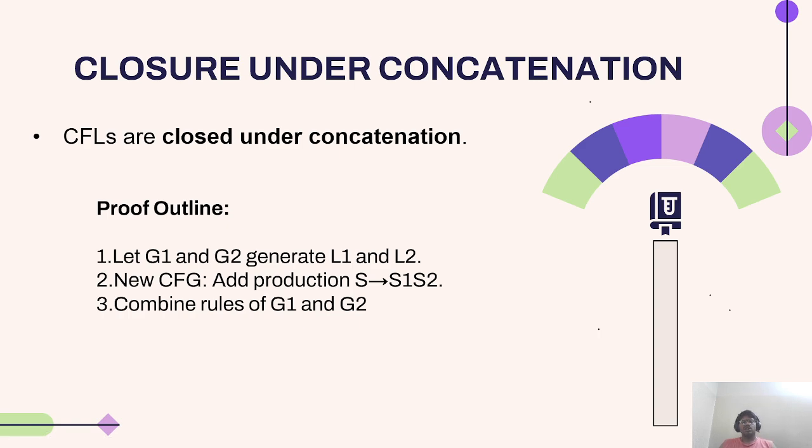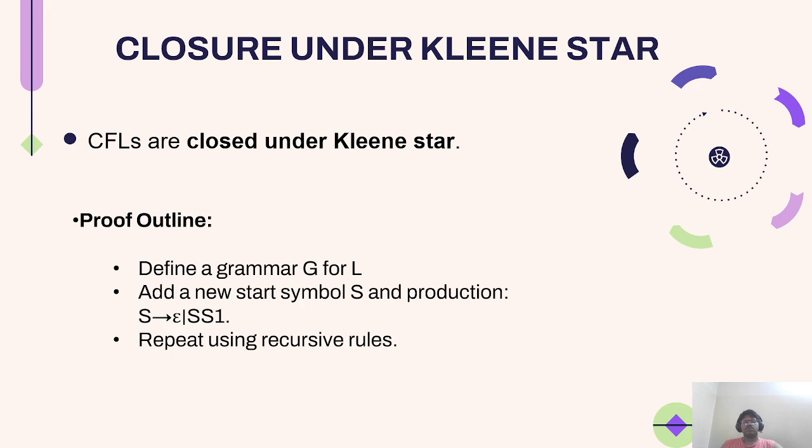Next, concatenation. CFLs are also closed under concatenation. If L1 and L2 are CFLs, the concatenation L1 L2 is a CFL. The process is similar. For CFGs G1 and G2 generating L1 and L2 respectively, we create a new CFG with the rule S goes to S1 S2, where S1 and S2 are the start symbols of G1 and G2. Combine the production rules of G1 and G2 and you're done.